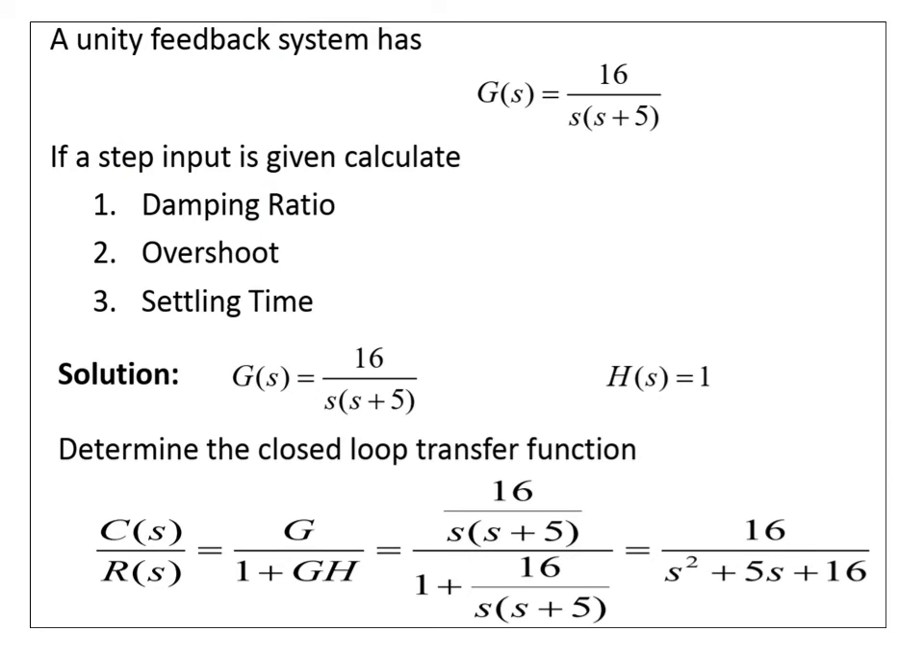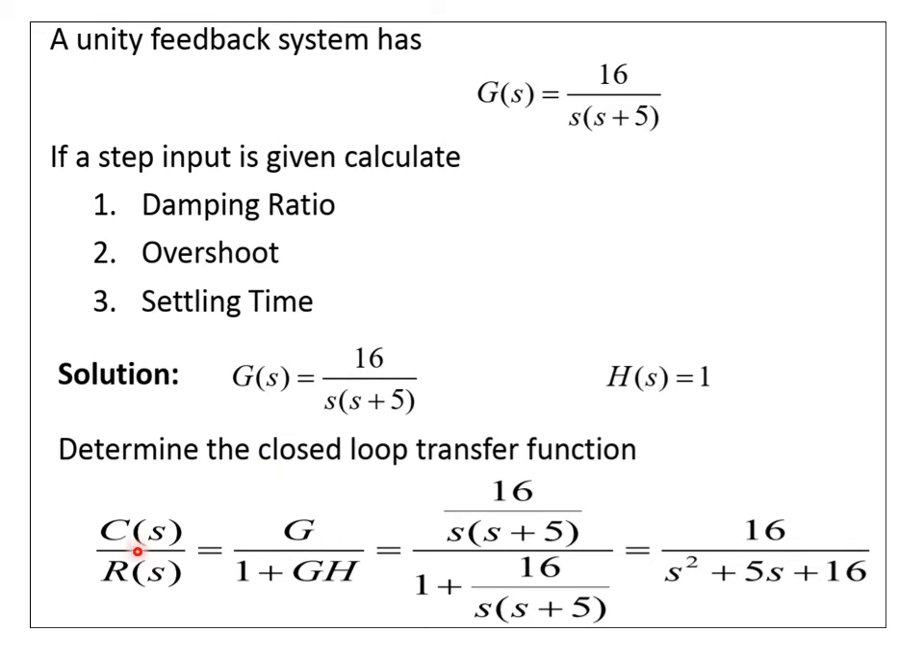Now we have one numerical on this. Let us say a unity feedback system has G of s equal to 16 upon s into s plus 5. If a step input is given, calculate the damping ratio, overshoot, and the settling time. Let us say G of s, and H of s is equal to 1 because it is a unity feedback system. You have to determine the closed loop transfer function.